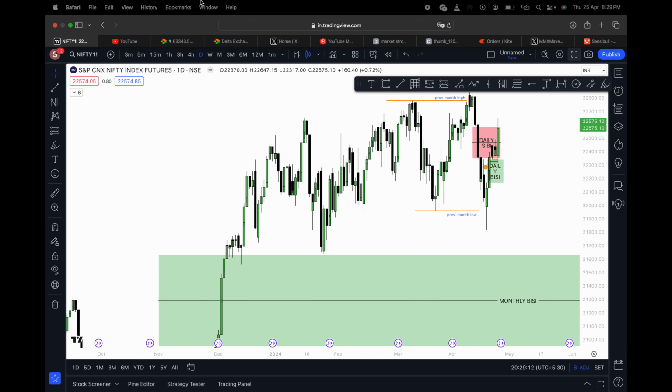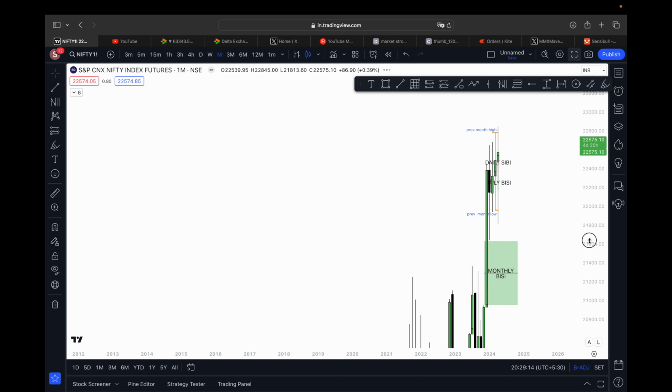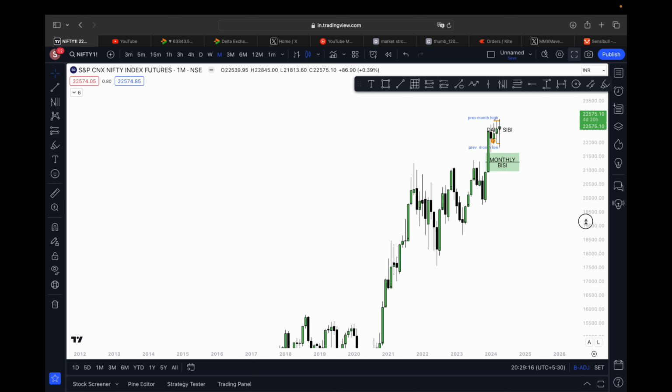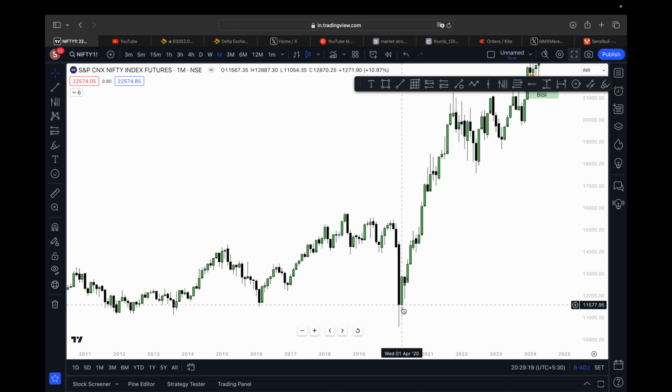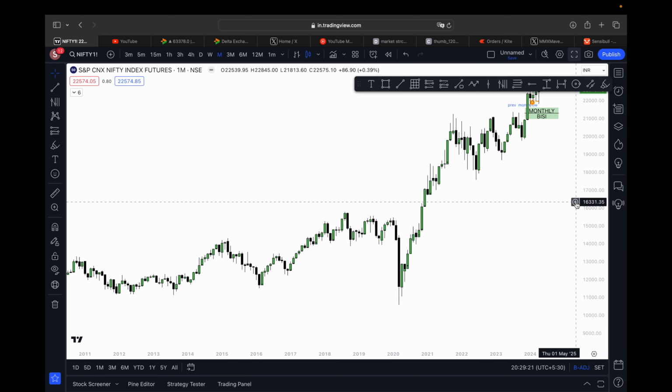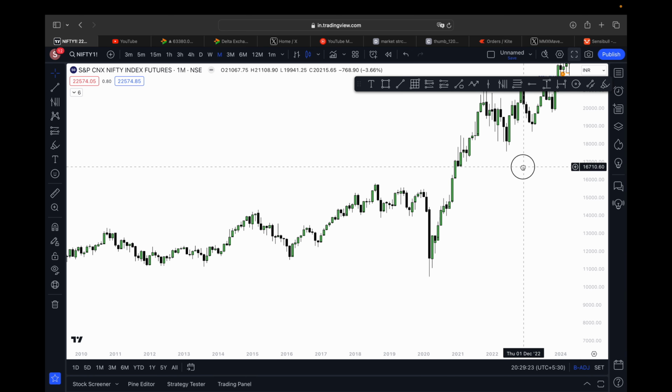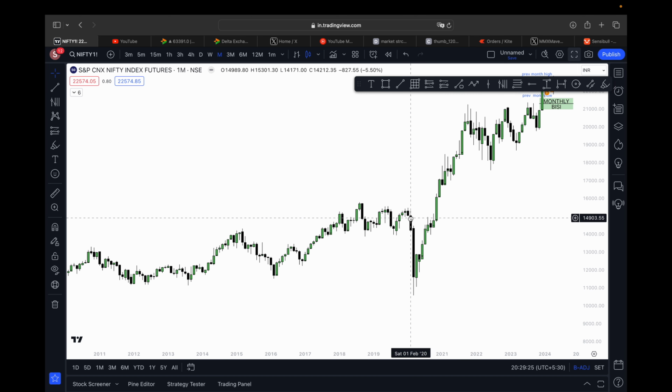Even after automation and algos have come, the same thing still persists, because it's human emotion. When it goes down, you buy. When it goes high, you sell. That's how the market is.